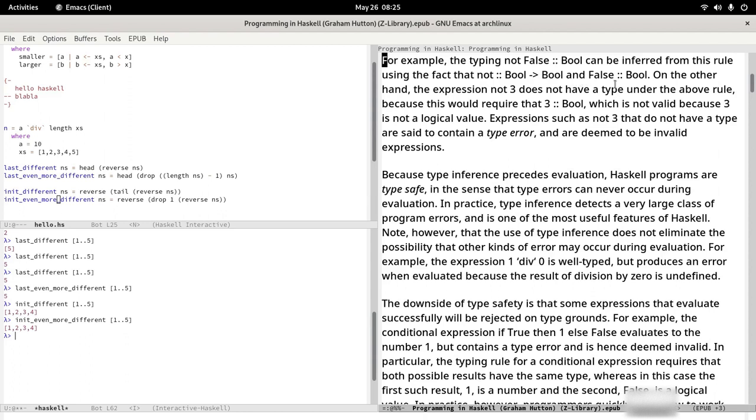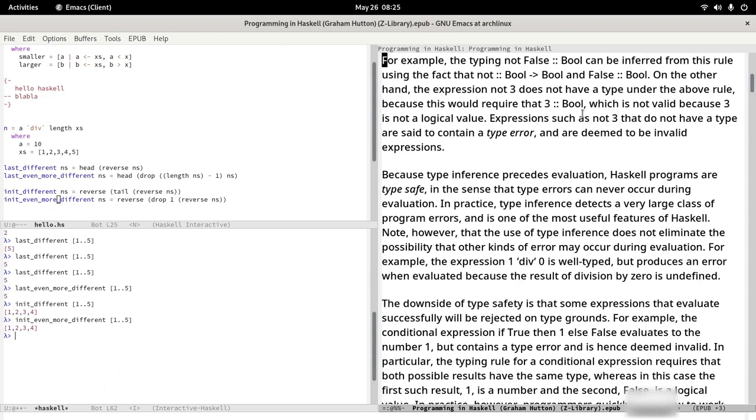On the other hand, the expression not 3 does not have a type under the above rule, because this would require that 3 is of type Bool, which is not valid, because 3 is not a logical value. Expressions such as not 3 that do not have a type are said to contain a type error and are deemed to be invalid expressions.